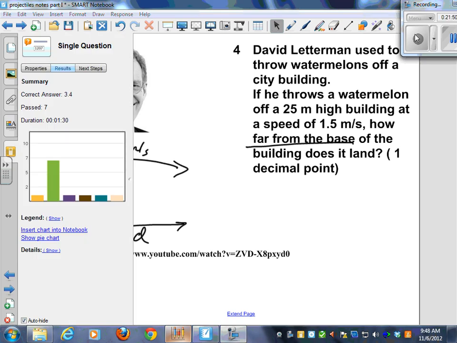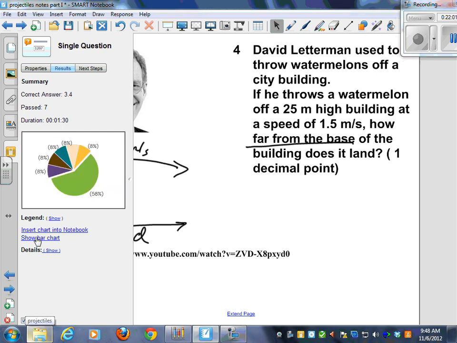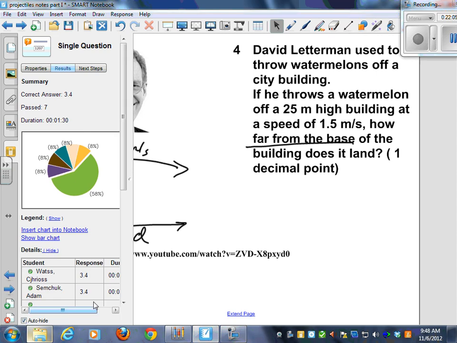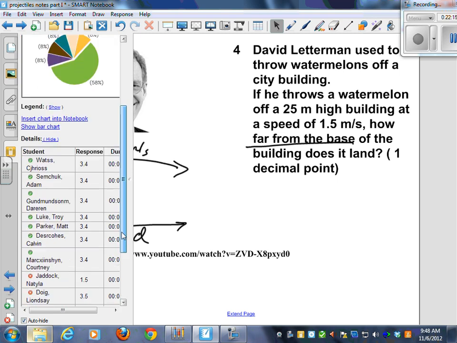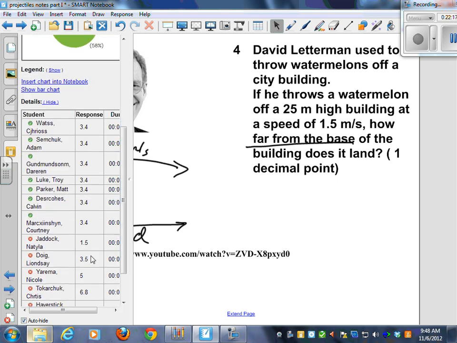Correct answer is 3.4. 7 of you got it. Let's see what other people got. This is by no means an indication of your worth or anything. I just want to see what other answers were given. Okay? So 3.5 I would accept, Lindsay. That's probably close enough, right?